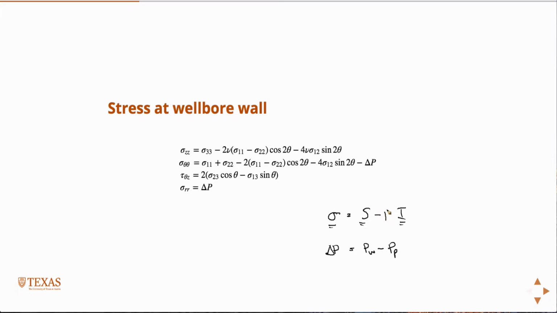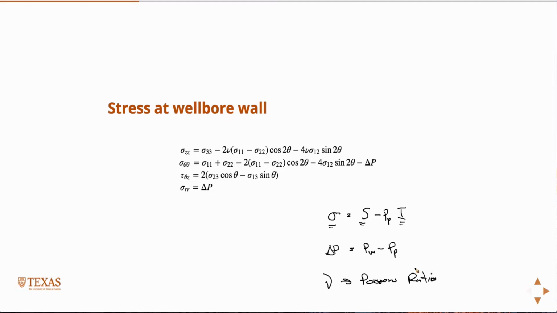And nu is Poisson's ratio. Okay. And these are in the simplified form of being at the wellbore wall. So there's no R in here, it's not taking that into consideration.